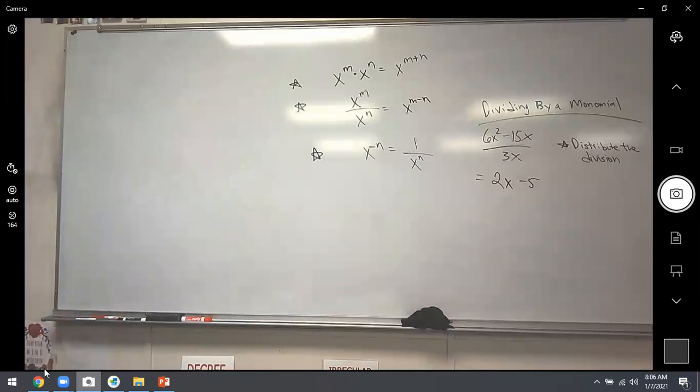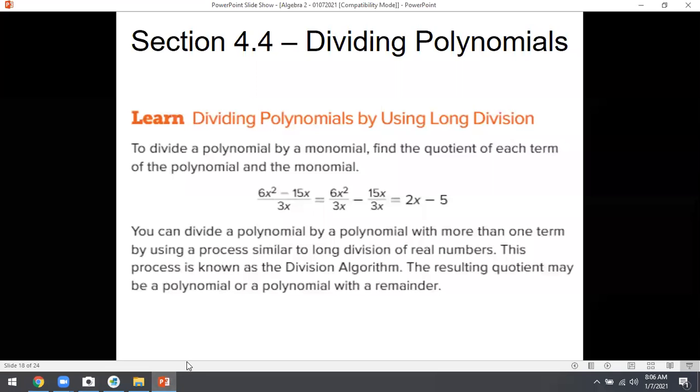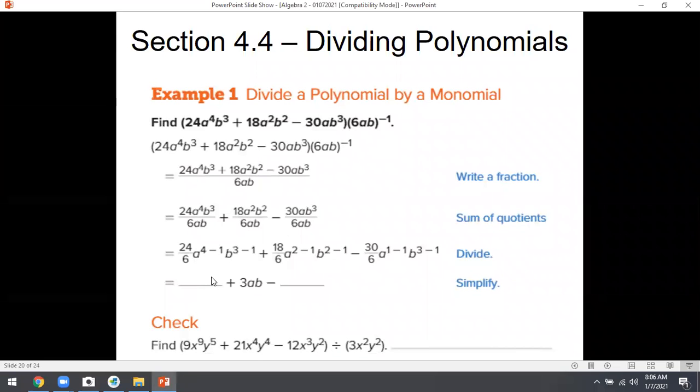Let's see another example they got of that. Let's try this one. Write down this ugly mess that they put down on top, not the rest of the work. We'll do it ourselves, but just the setup. Find 24a to the 4th, b to the 3rd, plus 18a squared b squared.